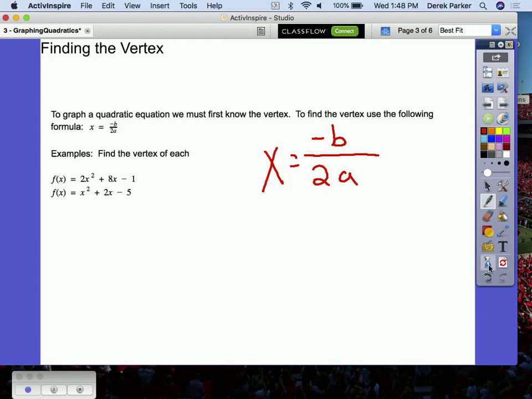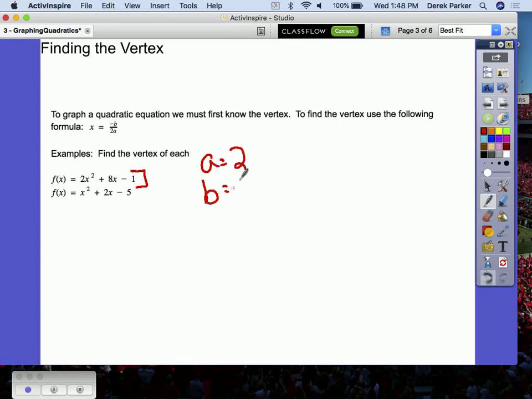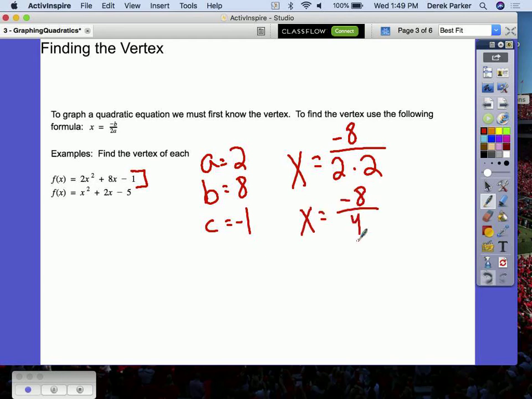Now, using this formula, let's use the first equation: 2x squared plus 8x minus 1. A is 2, b is 8, and c is -1. Now, all you need is a and b. So we're going to plug that in. x equals -b, so that becomes -8 because 8 was positive, over 2 times a. So 2 times 2. x equals -8 over 4. x is equivalent to -2.